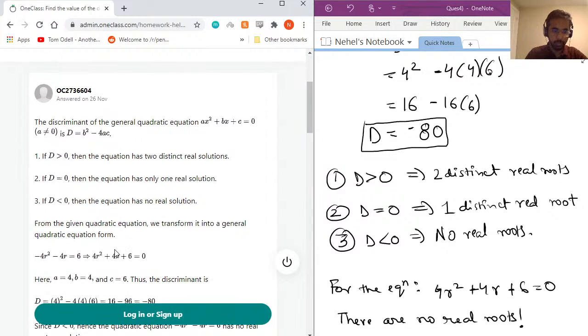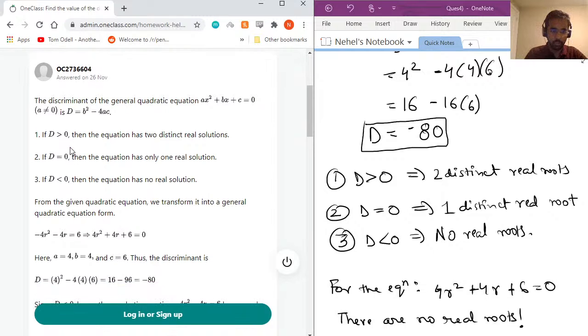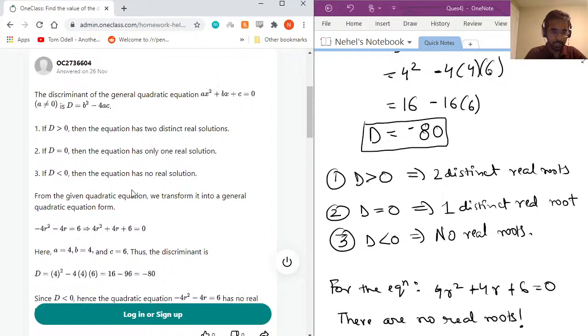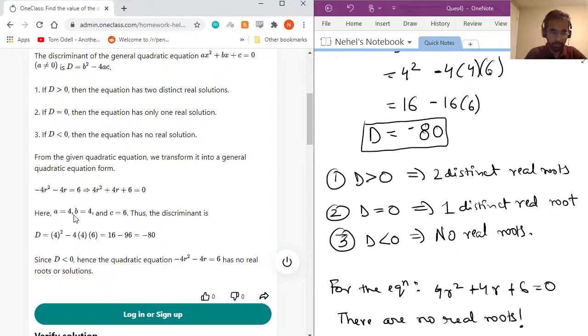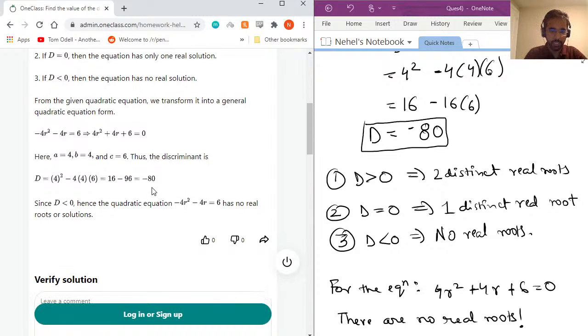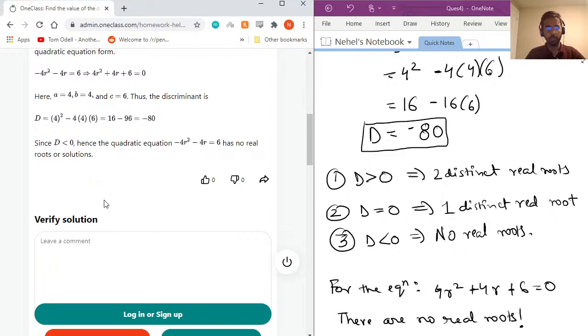Okay, so let's verify as well. These are the three cases that have been presented: for the equation, a equal to 4, b equal to 4, and c equal to 6. We get negative 80, which is less than 0. Therefore, it has no real roots or solutions. So the answer in this case is correct.